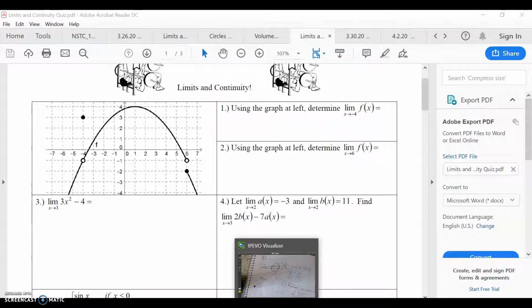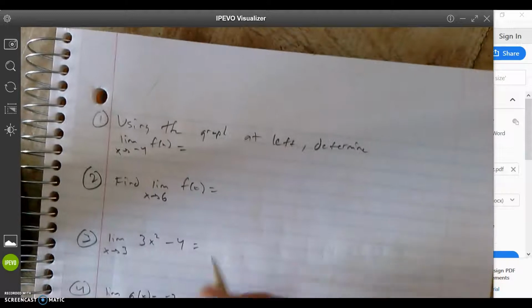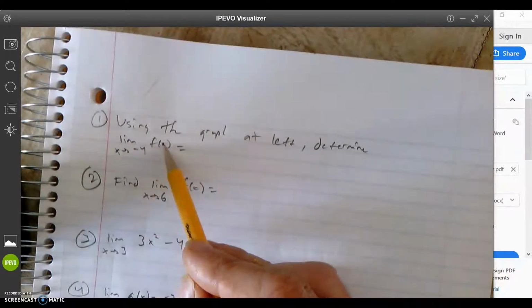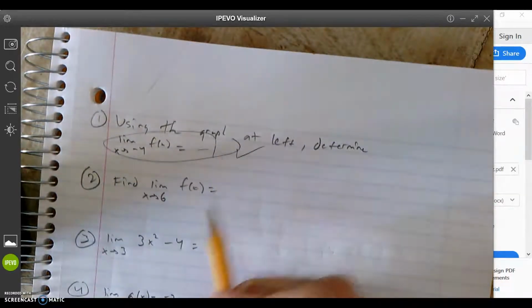So check to make sure you have the correct answers. Here you go. The limit as x approaches -4 from both sides of f of x: the answer is -1. Put a check if you got it. If not, put an X.